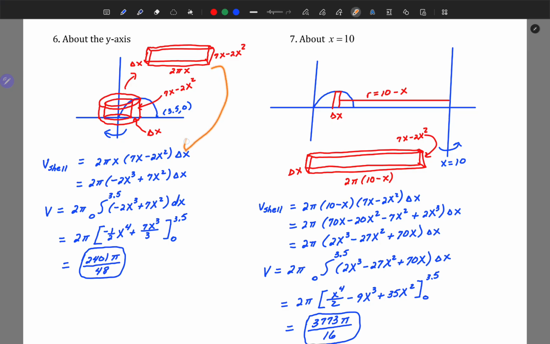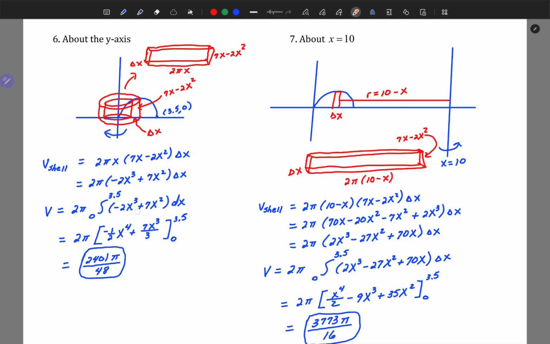I bring that down to create the volume of my arbitrary shell, 2 pi x times my function times delta x. I had to distribute the x through here to simplify algebraically before I put it into the integral. Once I put it into the integral, we just think about where we integrate to and from. Well, it's from where the region begins to where it ends. So just like the slicing problems, x starts at 0 and goes to 3.5. So we integrate from 0 to 3.5 of this function.